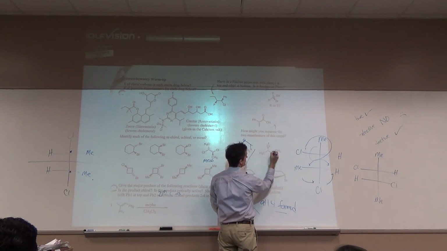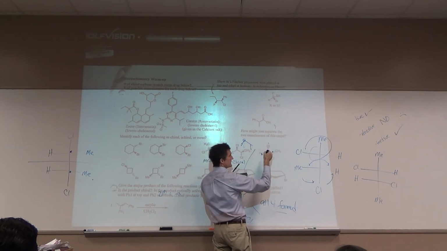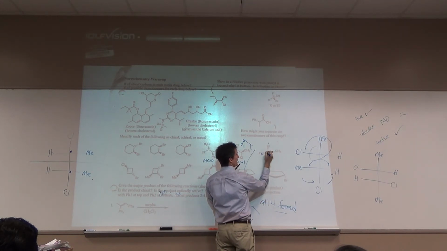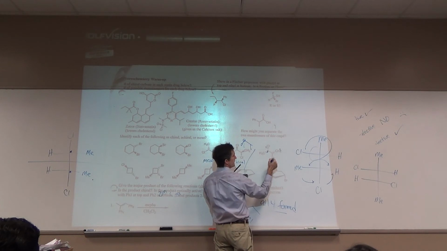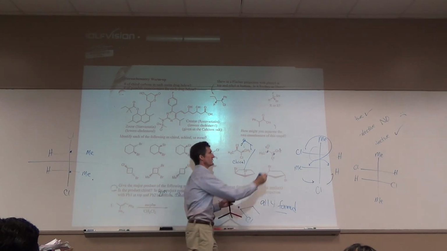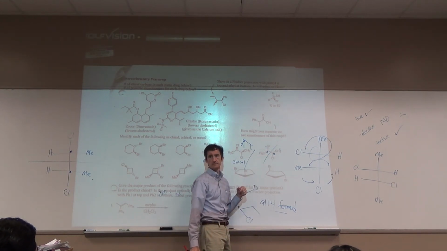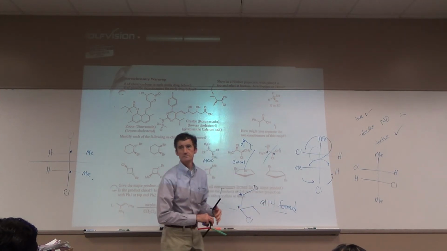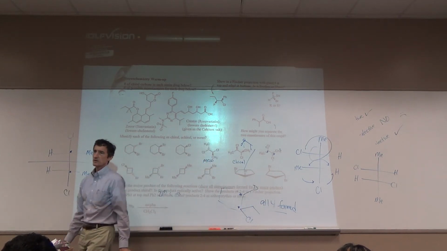Chlorine's 1, carbon with chlorine is 2, methyl's 3. H is forward, clockwise, but since H is forward, this is S. Chlorine's 1, carbon with chlorine's 2, methyl's 3. H is forward, so this is clockwise, but H is forward, also S. Well, since it's SS, that cannot be a mirror plane there, because the mirror of S is not S. So that's a tricky way to do it. There's no mirror plane. Since that's not a mirror plane, that's a chiral compound.